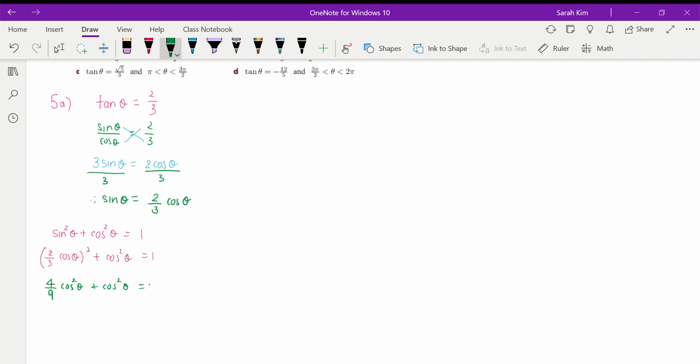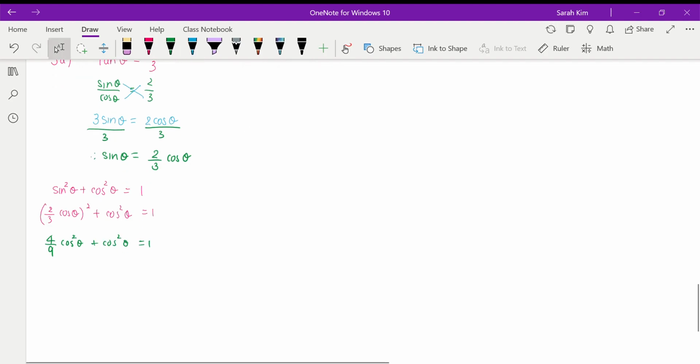So you should see how many cos squared there are. There's 4 over 9 over there, and then 1 lot over there. So if you add them together, it's 4 over 9 plus 1. If you do that on your calculator or manually, it just becomes 13 over 9 cos squared theta, sorry.